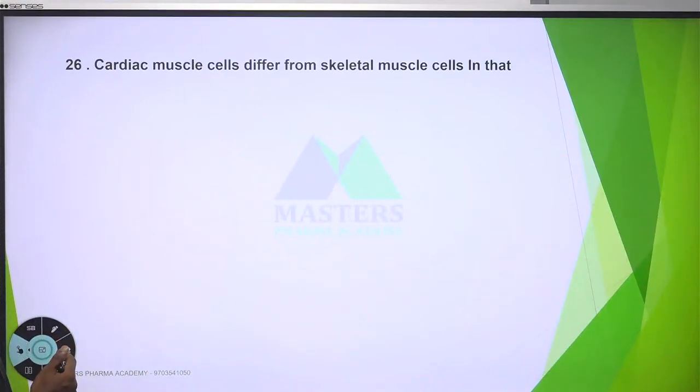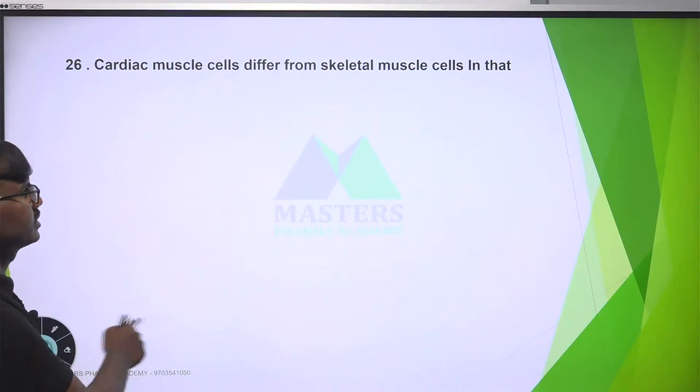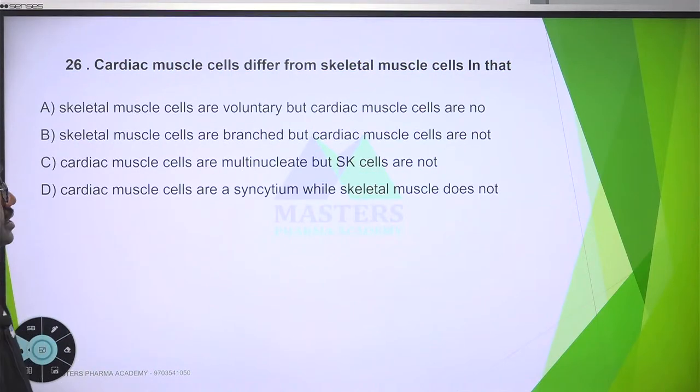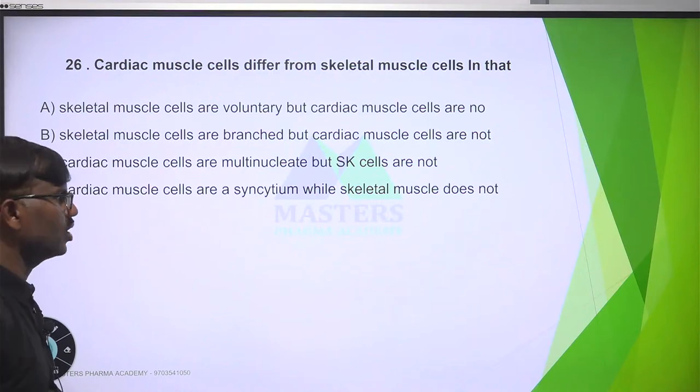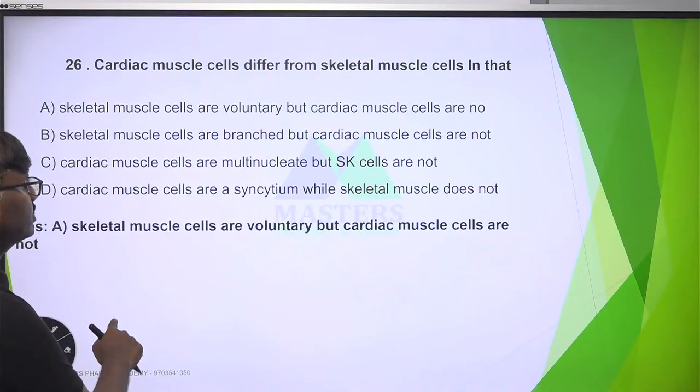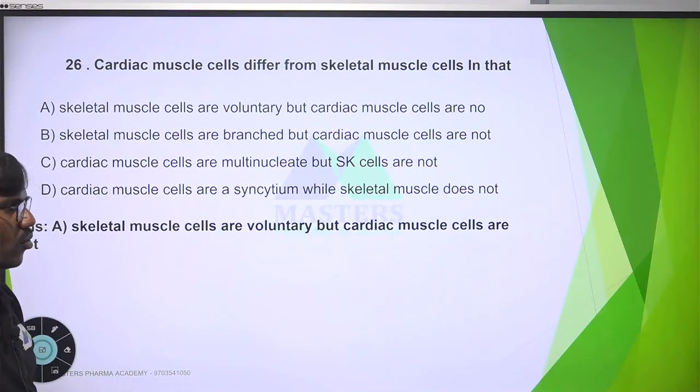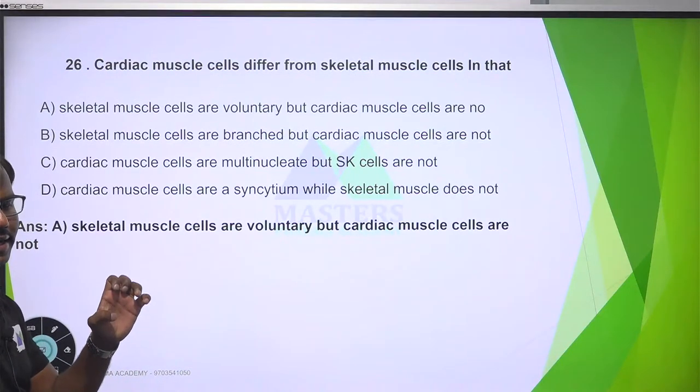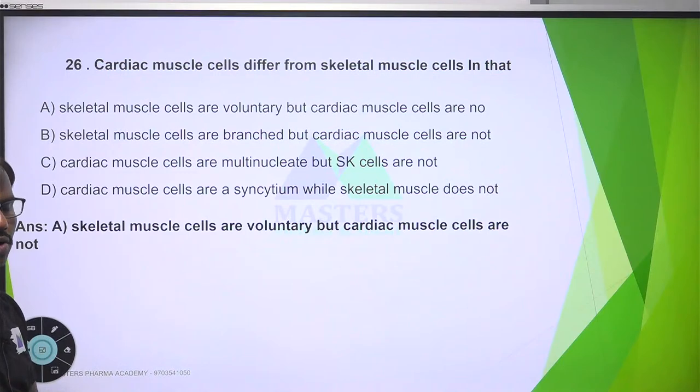Okay, cardiac muscle cells differ from skeletal muscle cells in that skeletal muscle cells are voluntary but cardiac muscles are not. Skeletal muscles are branched but cardiac muscles are not. Cardiac muscles are multinucleate but skeletal muscle cells are not. Cardiac muscles are syncytium and skeletal muscle cells are not. What is the answer? The right answer is: skeletal muscle cells are voluntary, whereas heart muscles are not voluntary.